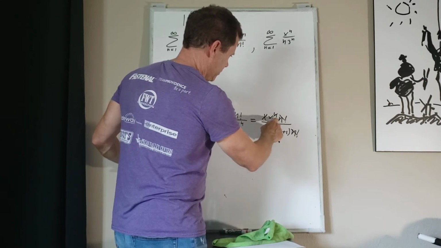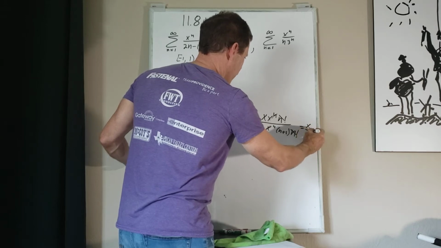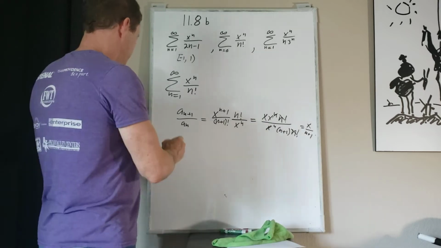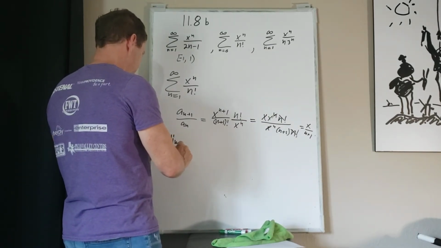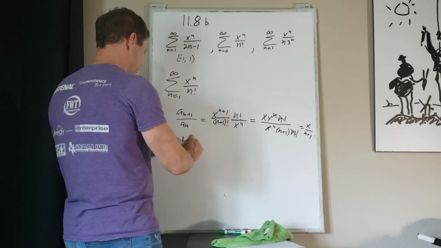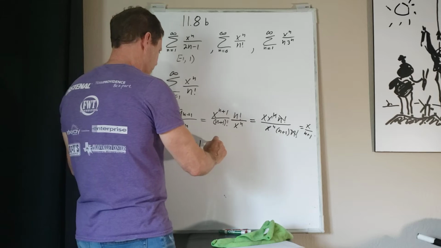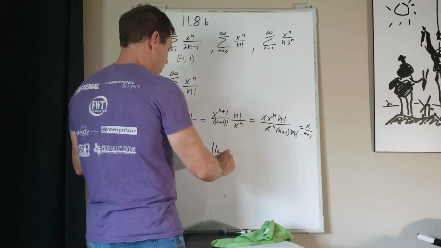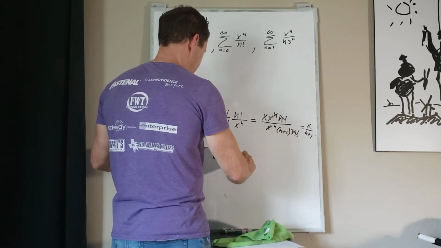This canceled, that canceled, you're going to just get x over n plus 1, unless I missed something. Okay, so what's the ratio test? It's the limit as n goes to infinity of the absolute value of a n plus 1 over a n. So that's going to be equal to the limit as n goes to infinity of the absolute value of this thing we just cleaned up, and that's x over n plus 1.